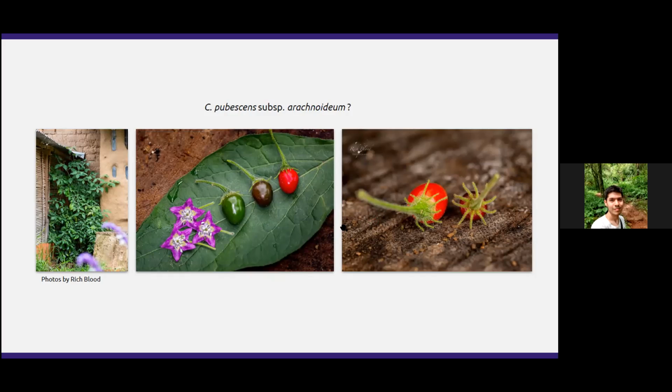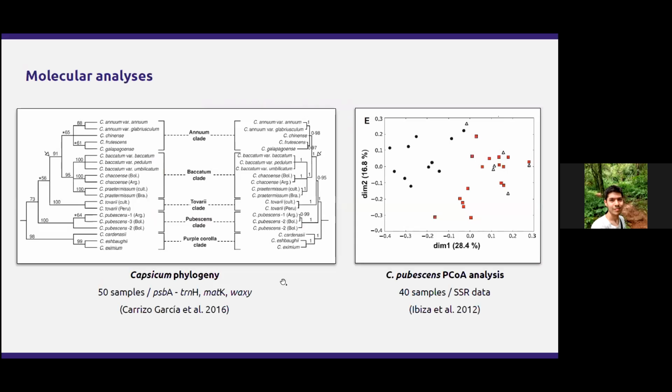So to sum up with the wild relatives and the crossing experiments, this evidence led to the conclusion that the domesticated pubescens originated in Bolivia and that eximium, cardenasii, and eshbaughii are probably an ancestral gene pool, but this evidence does not prove that the three taxa are the ancestors of Capsicum pubescens. So to address this question, different molecular analyses have been performed. And now, to be brief, I'm just going to focus on these two studies.